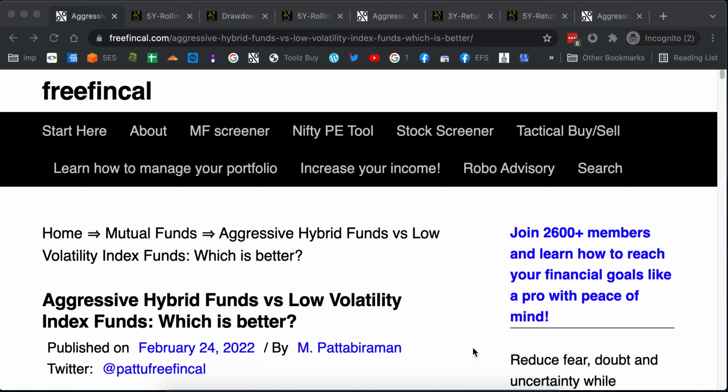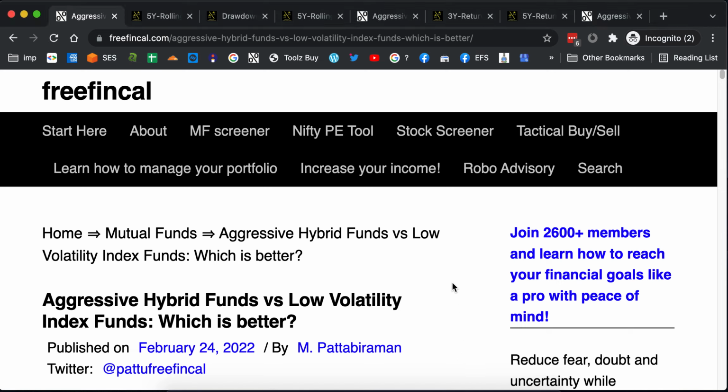Let's talk about aggressive hybrid funds versus a low volatility index. Such a comparison was asked by several readers and viewers after the review of the UTI low volatility index fund. So let's take a look at this.